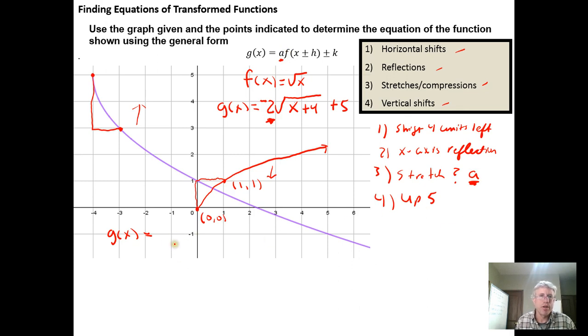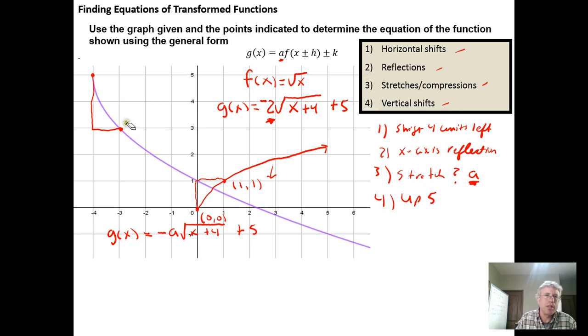So we could build our function. We could say it's going to be minus a, there's my reflection in the x-axis, minus a times the square root of x plus 4, to get my shift of 4 units to the left, plus 5, there's my vertical translation of 5 units. And then just grab a lattice point on your function, or any ordered pair on your function.